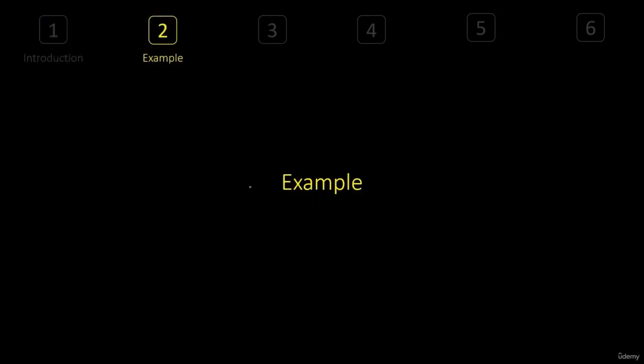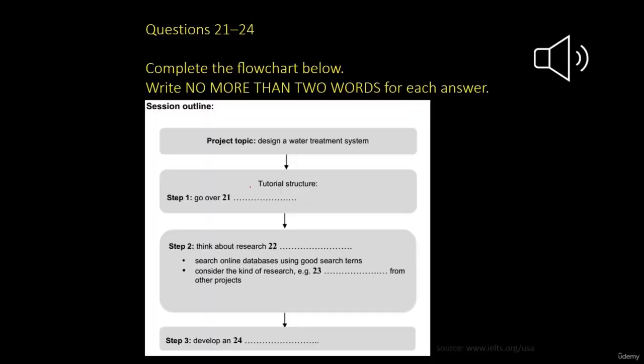Now, let's see an example to get a better idea of what I just described initially. Look at this. See, there's something called the diagram or title of the flowchart, that is session outline. The first step itself talks about the project topic. Then we have tutorial structure. You see there's a sequence being maintained, and this is what we call a flowchart. I'm going to play the audio and your task is to find the answers to numbers 21, 22, 23 and 24. All right, get ready. Good luck.